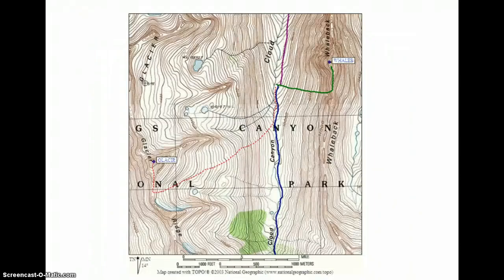Here's another topographic map. Same thing. Probably just looks like a bunch of brown squiggles with some other colors thrown in there. By the end of the video, hopefully you're going to be able to look at a map like this and you're going to be able to see the topography or the shape of the land.